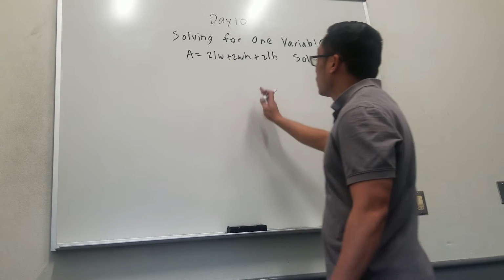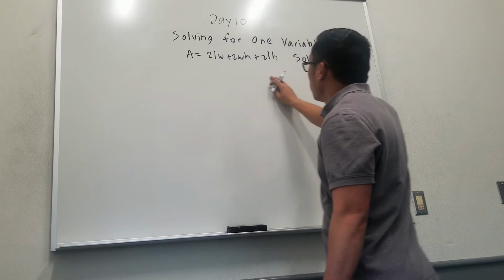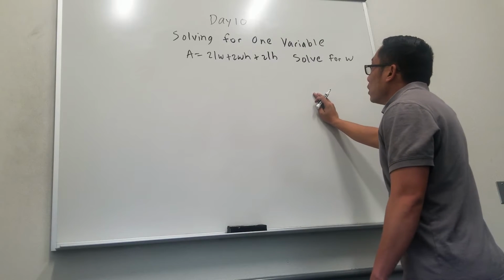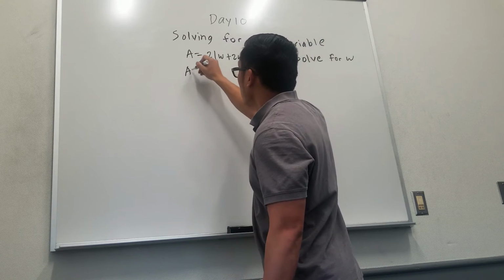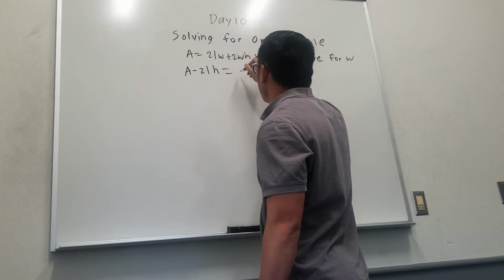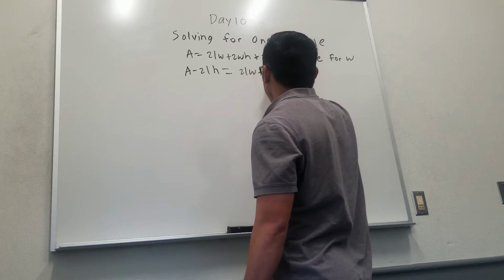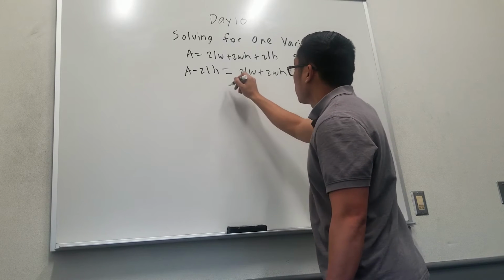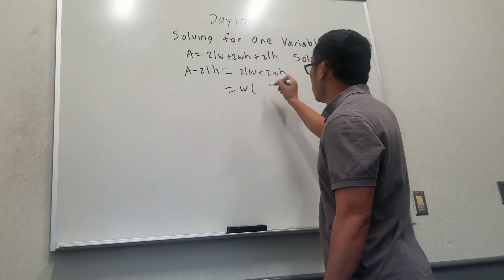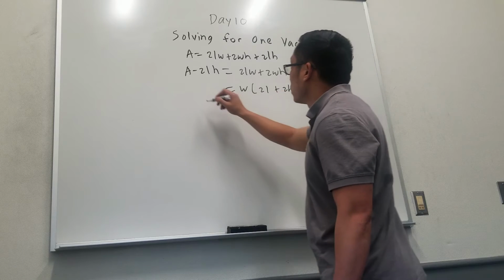So the key is you want to isolate W by itself. And how to do that? If you haven't paused the video, try it out, see if you can do it. So how should I do this? So I subtract 2LH, right? Because I want W by itself. As you notice, everything here only has W. Now, the key is I want W by itself. So factor out W because they have W in common. So 2H, right?